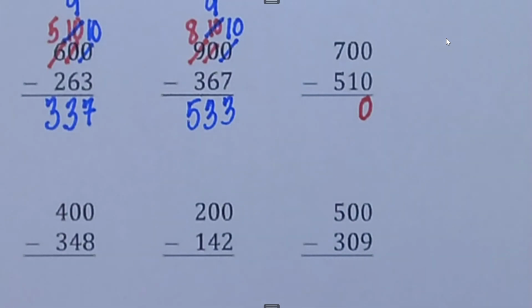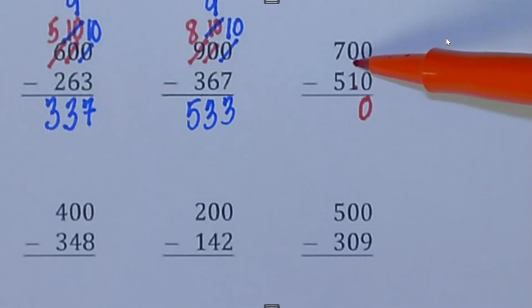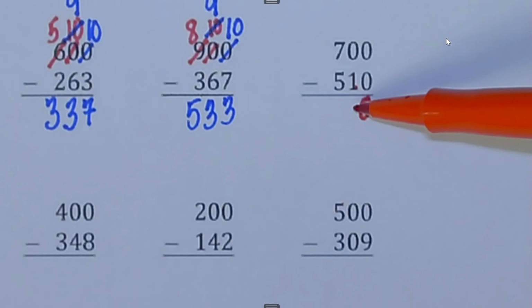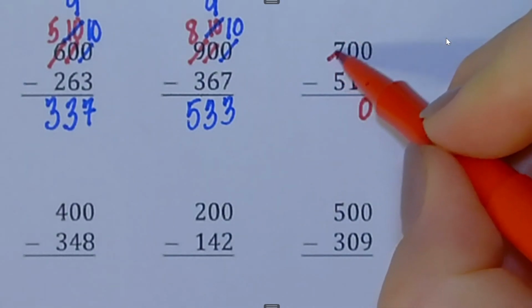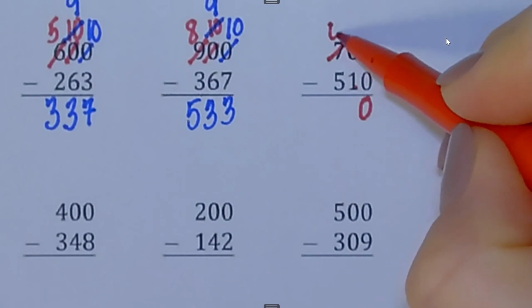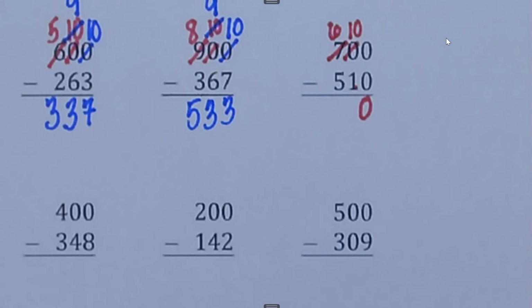Okay, now I'm going to go to my tens. 0 minus 1. I cannot do that. If you have 0 cookies, you can't give me 1 cookie. Okay, so I'm going to need to borrow. So all I do is go to my neighbor and borrow. So my 7 becomes a 6. My 0 becomes a 10. Now I'm able to subtract.